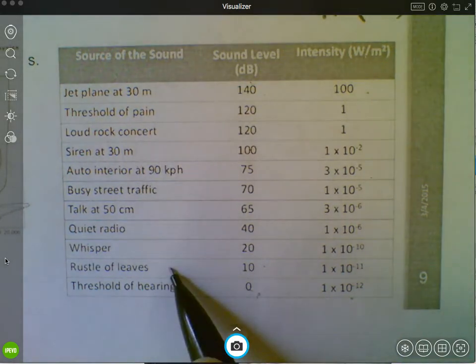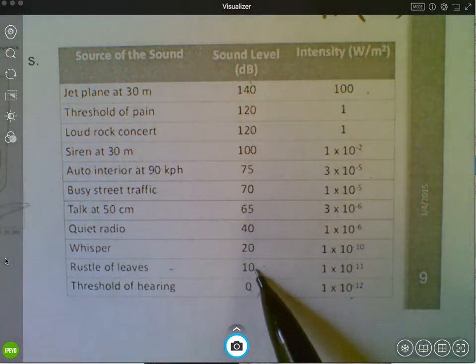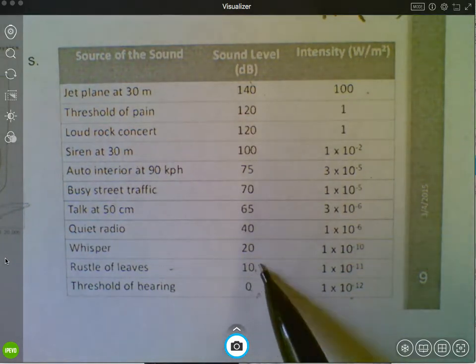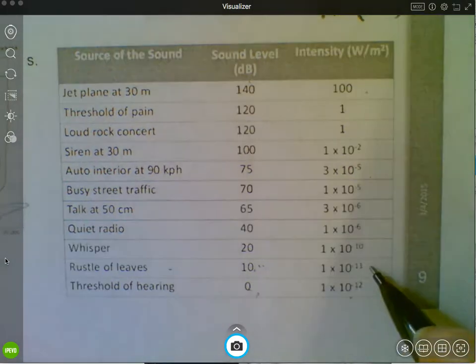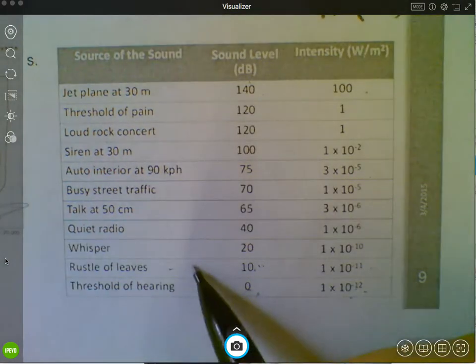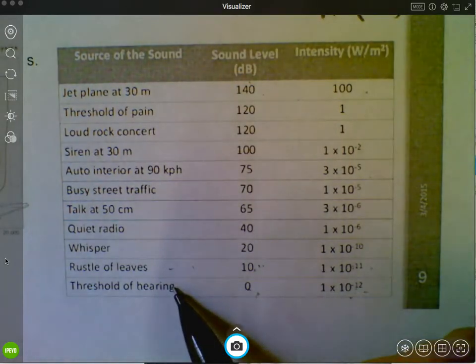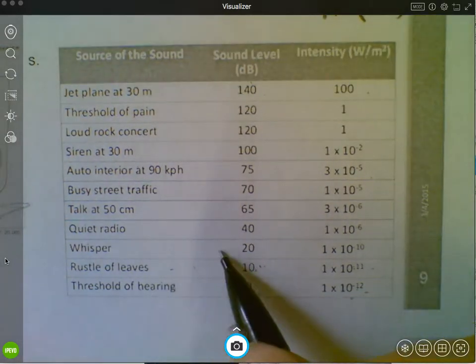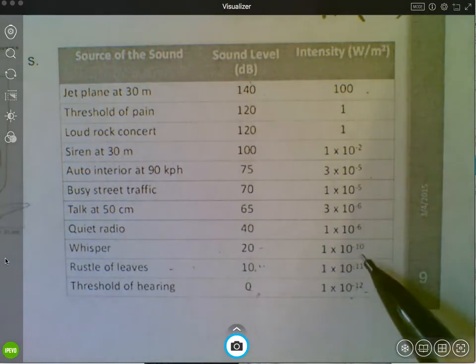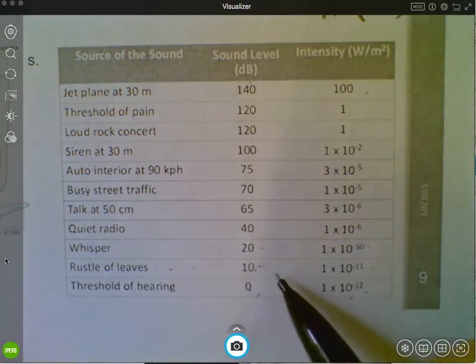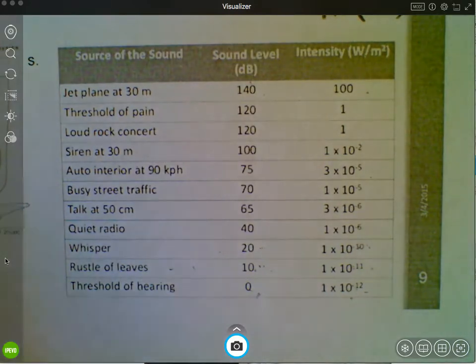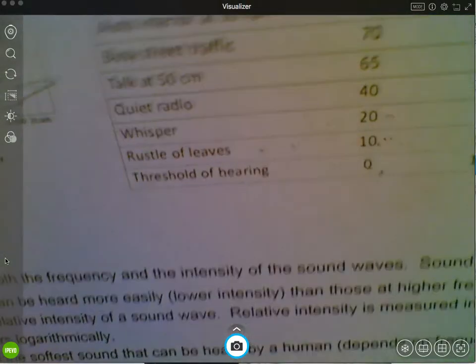Now, a rustling of leaves is 10 decibels. 10 decibels is 10 times louder than 0, so the rustling of leaves is 10 times louder than 0, okay? A whisper is 10 times louder, more intense, than the rustle of leaves. Now here's where it gets kind of weird. If you think about this, as we'll do in this example here, okay?